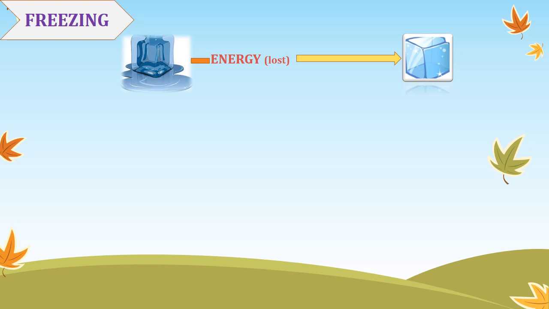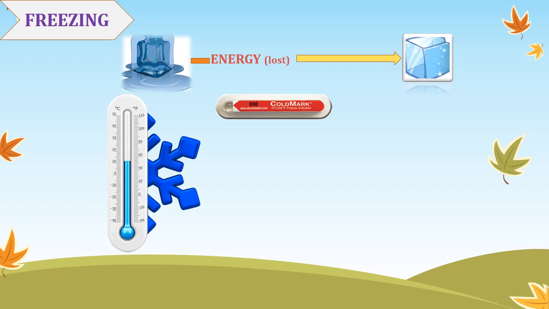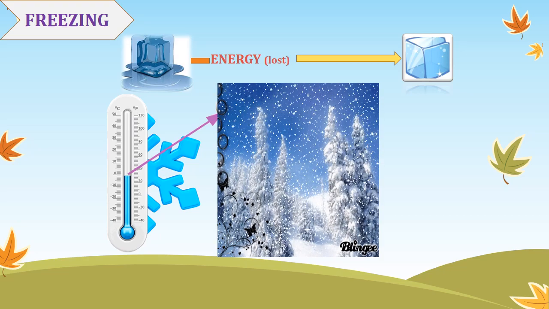Freezing is actually the reversible form of melting. In freezing, the liquids lose energy and get converted to their solid state again. On lowering temperature, the water turns into ice. This is freezing. Snow is also a very good example of freezing.